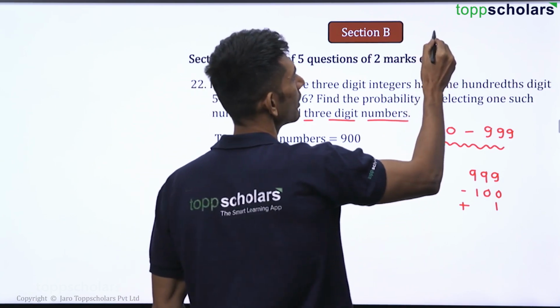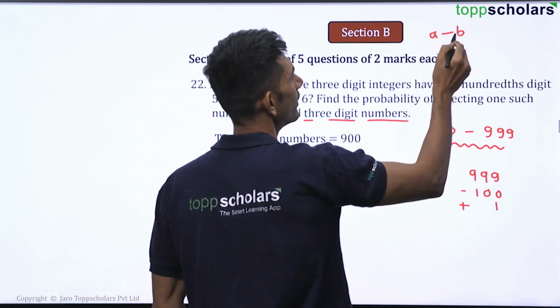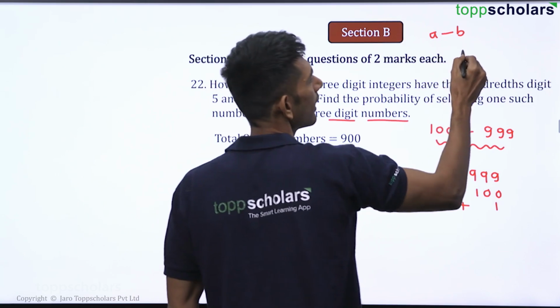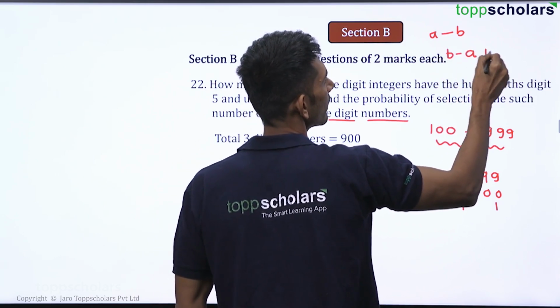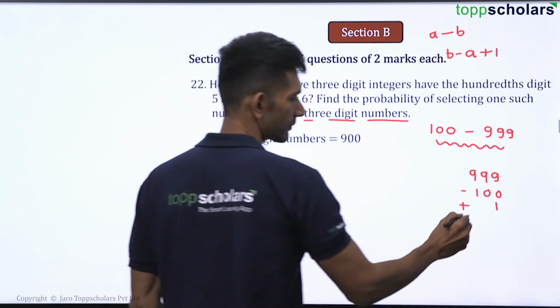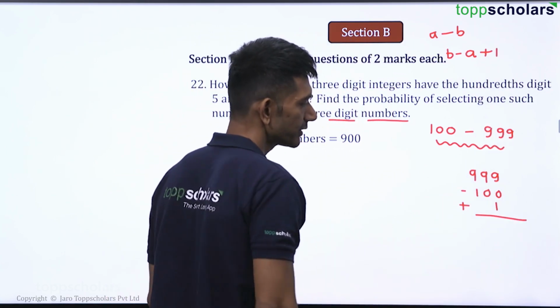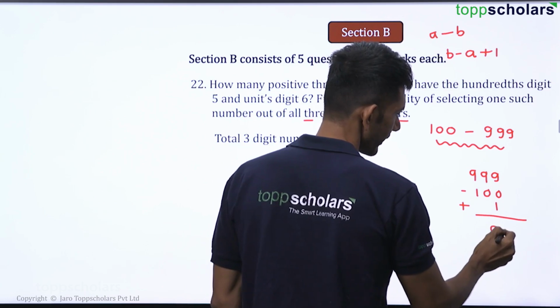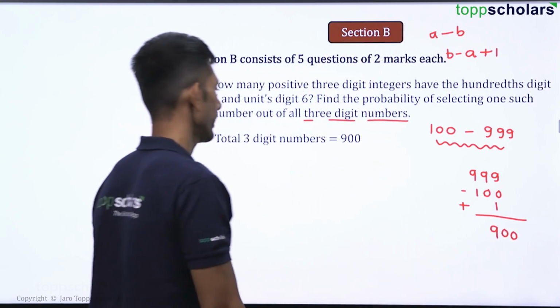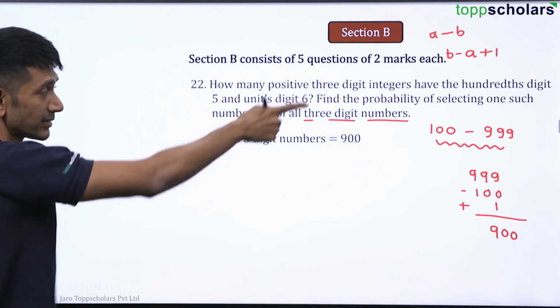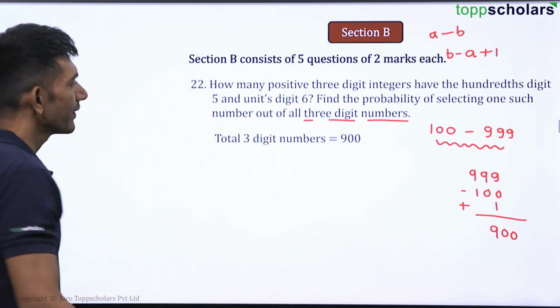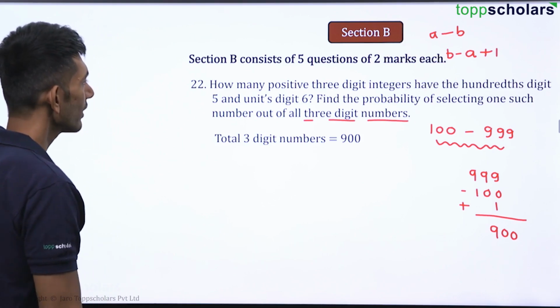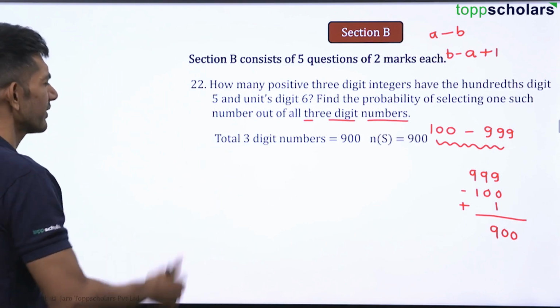If the numbers are from A to B, then the total count is B minus A plus 1. Correct? So this gives me 900. Not 899. Please don't just subtract both of them. So total 3-digit numbers are 900. Now what is the question? The question says that n of S is 900.